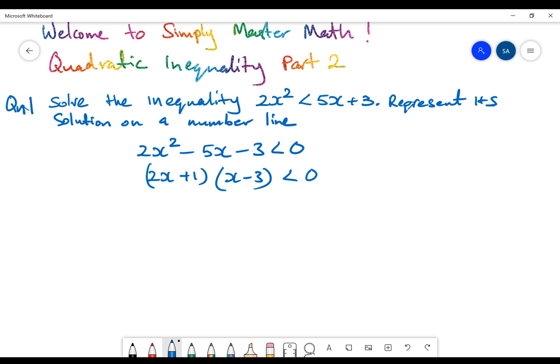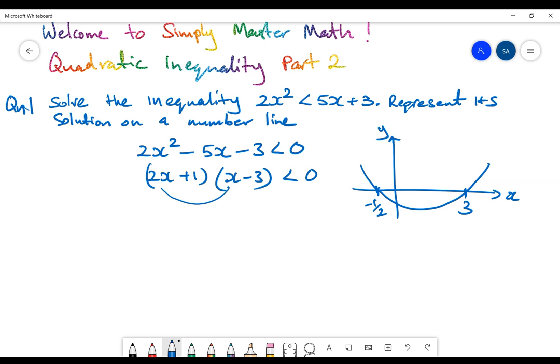Now, once you are down to this, then you can sketch your quadratic curve. Over here, your two roots are minus half and 3. So minus half is somewhere here, and 3 is somewhere over here where it cuts your x-axis. And this is a smiley face because 2x times x will give you 2x squared. The coefficient of x squared is positive, so it's a happy curve. And this is what you get.